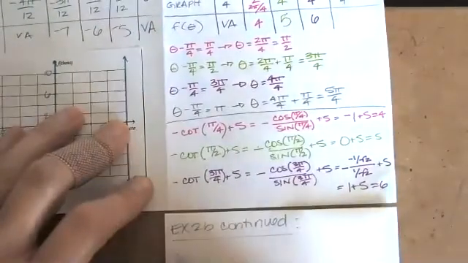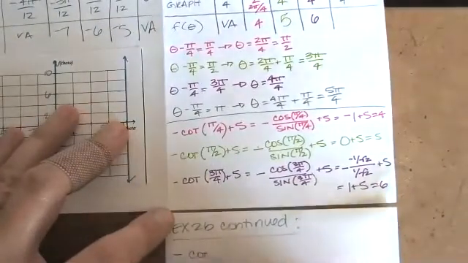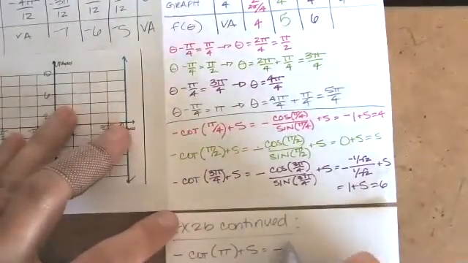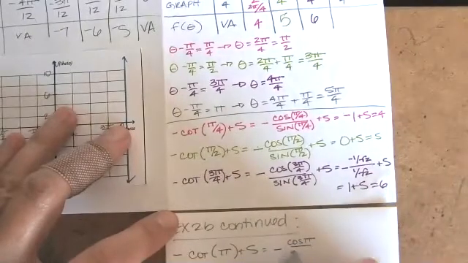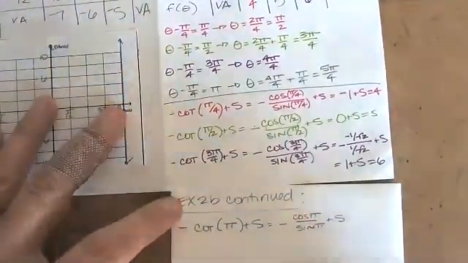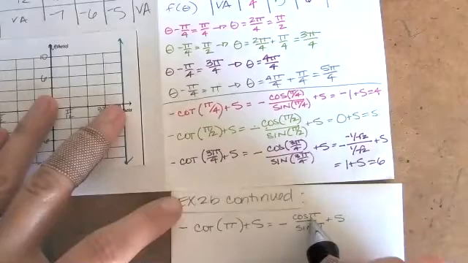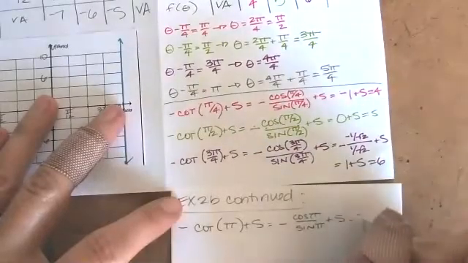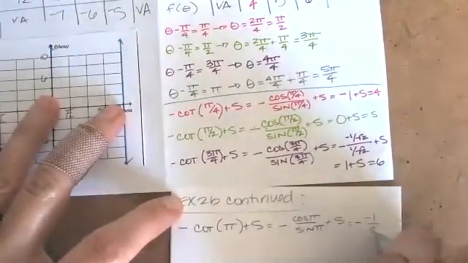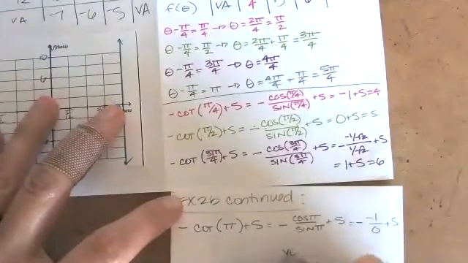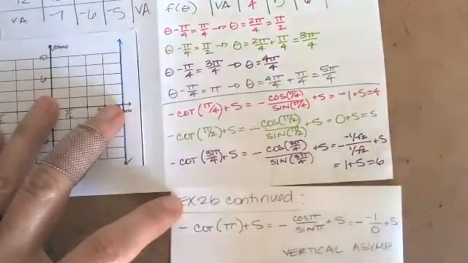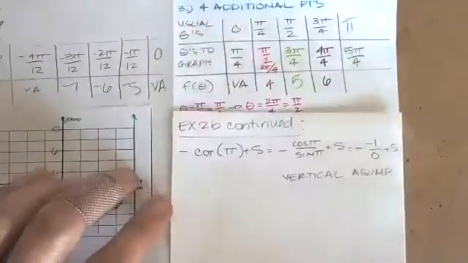The very last one we have to figure out is the opposite of the cotangent of pi plus 5. And this is the opposite of the cosine of pi over the sine of pi plus 5. And again, you probably can recognize the pattern here. The cosine of pi is -1, so this would be the opposite of -1 over 0 plus 5. And that gives us the vertical asymptote. Okay, so you can write that in right here.